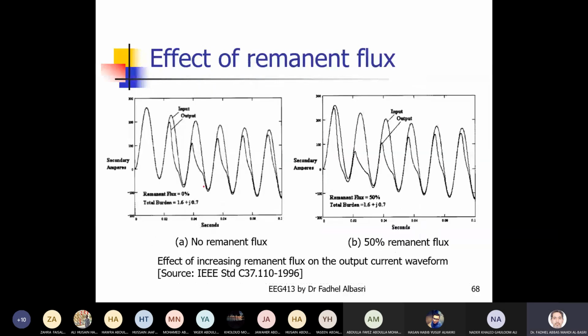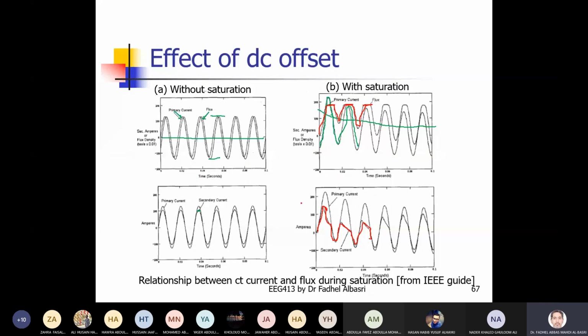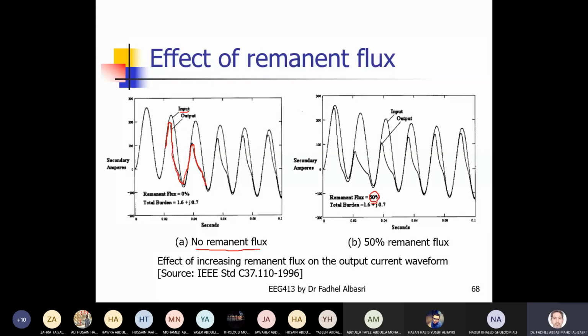For example, if you have a situation where you have no remnant flux in the core, this is the ideal input current, and this is the secondary current. Initially, there's no difference, but then in the second cycle it develops CT saturation, which is not due to remnants, but due to the DC. Now, when you have a remnant flux of 50%, meaning the ratio of phi residual over phi saturation is 50%, I'll get saturation even from the beginning. So it becomes even worse than the situation we have now.